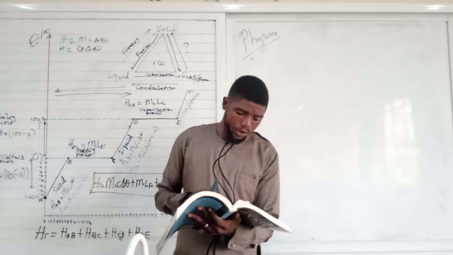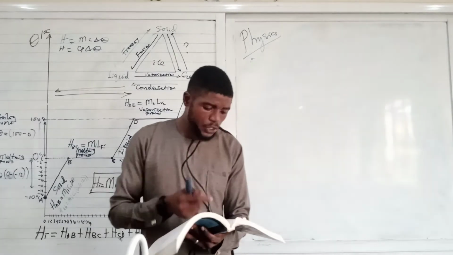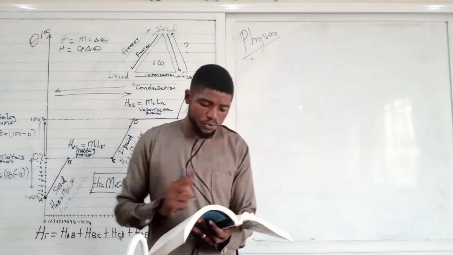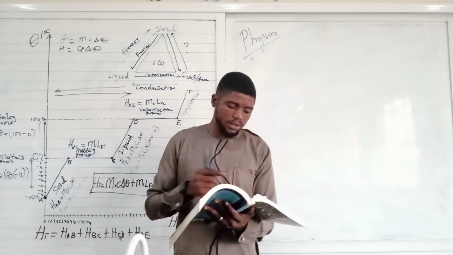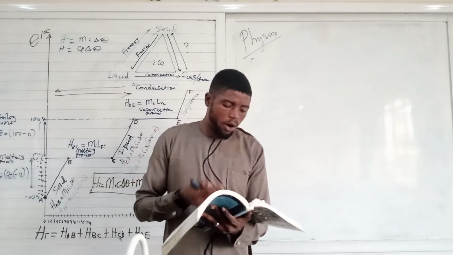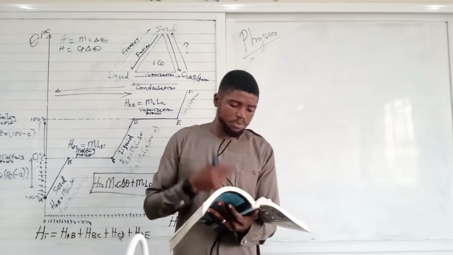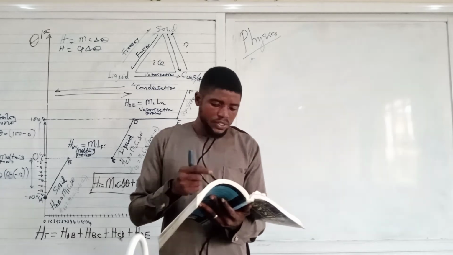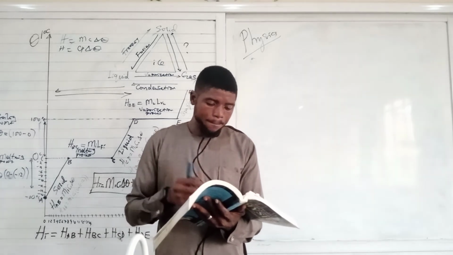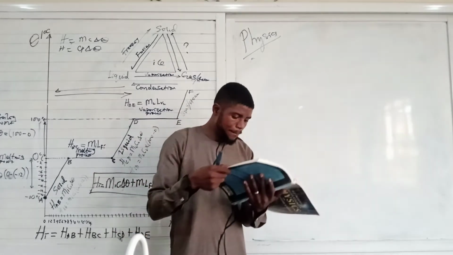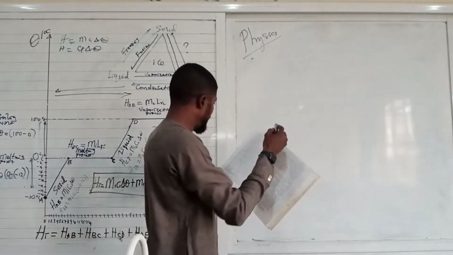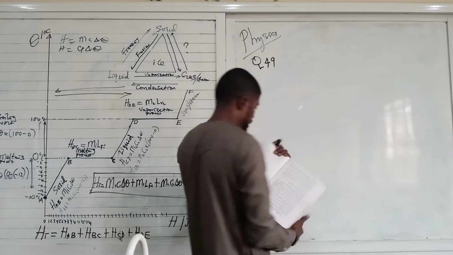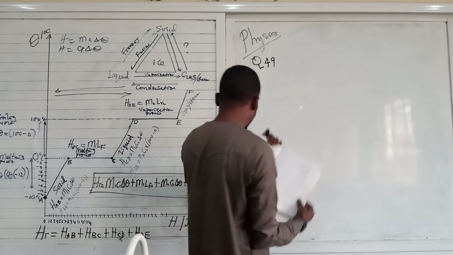I read. A 10 ohm coil takes 21 seconds to melt 10 grams of ice at 0 degrees Celsius. Assuming no heat losses, determine the current in the coil. Take specific latent heat of fusion of ice to be 336 joule per gram. So let's collect our data. This is question number 49, Calculations in physics, page 221.